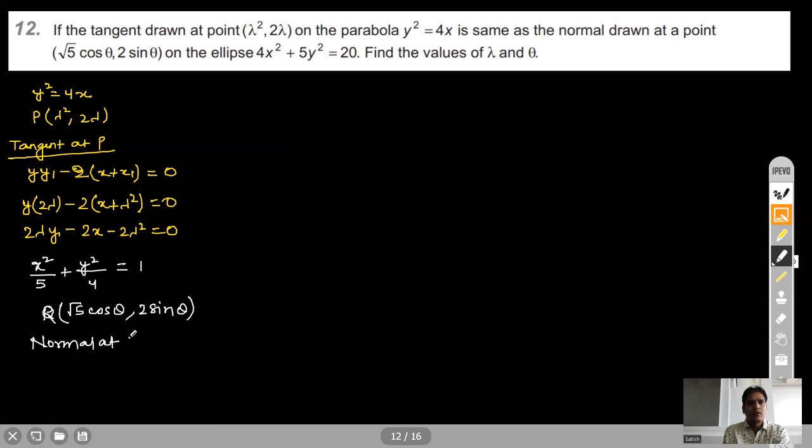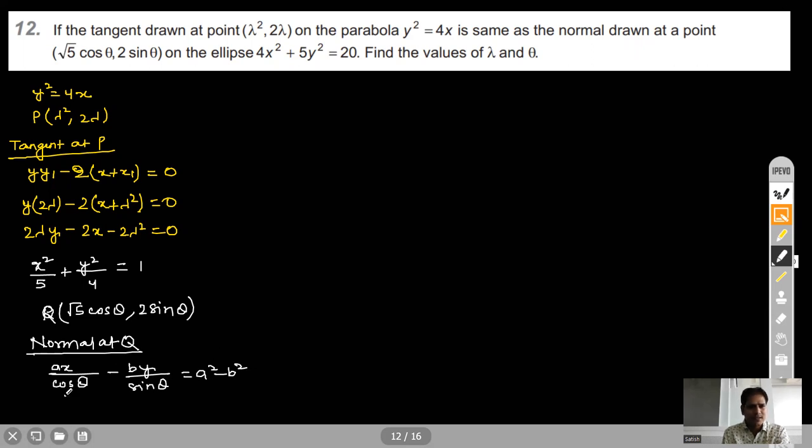Equation of normal at P. This is what is given, normal drawn at point. Okay, so I will write the equation of normal at Q. So what will be the equation of normal? So this will be basically ax upon cos theta minus by upon sin theta is equal to a square minus b square.